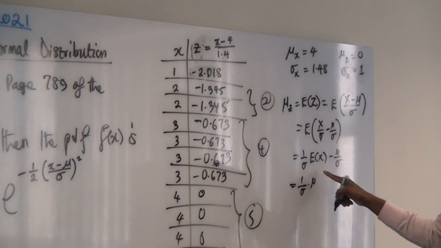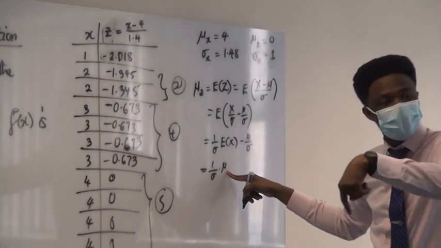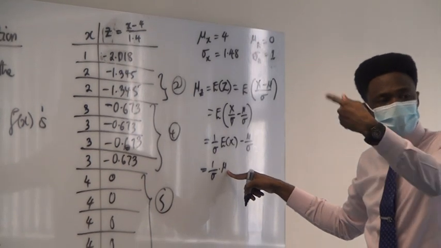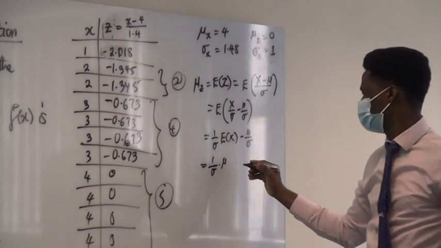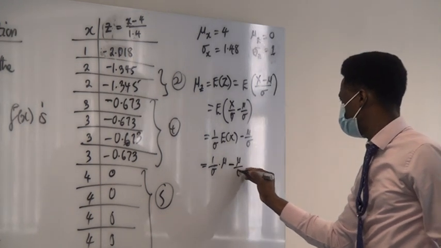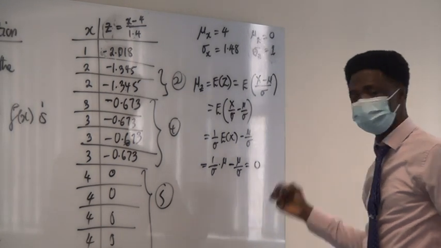For the random variable x, this is the mean. We're trying to find the mean of the new random variable z, which is a transformation of the random variable x. Am I making sense, please? So what do you notice about this? 0. That's what we are saying.